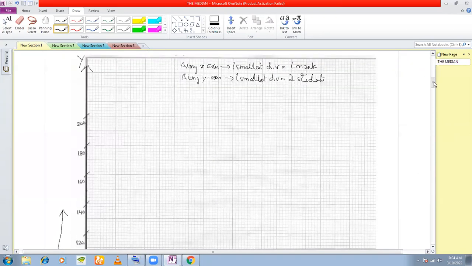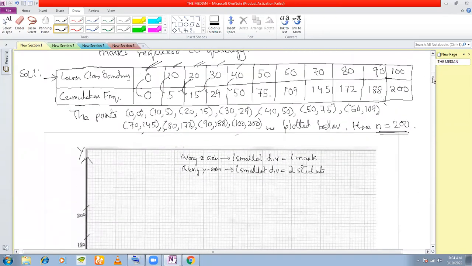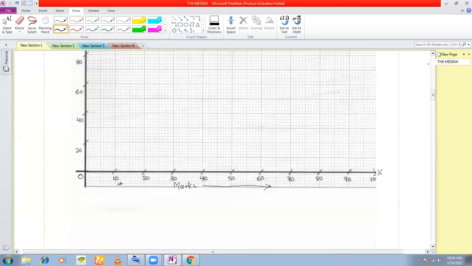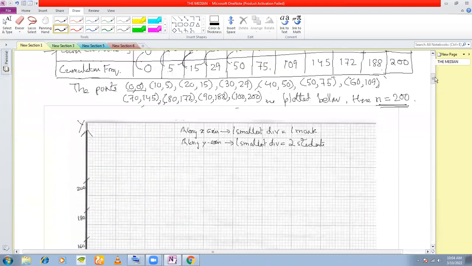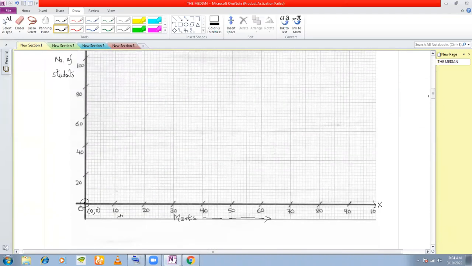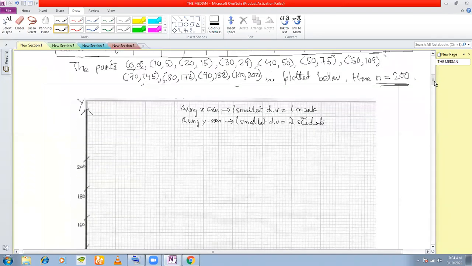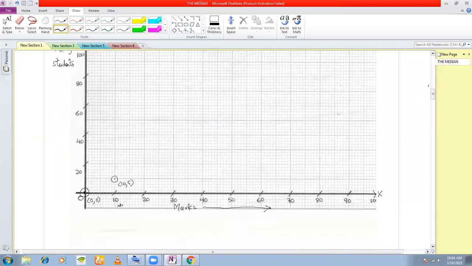That is the rule. So when we are starting to plot, the first point that we are getting is 0, 0, which is the origin. So we are going to have the first point here, 0, 0. The next point that we have here is 10, 5. So we're going to plot 10, 5. You have 10 and 5. So this point should be your 10, 5. Right? Next point is 20, 15. You have 20 and here you have your 15. So this point is your 20, 15.